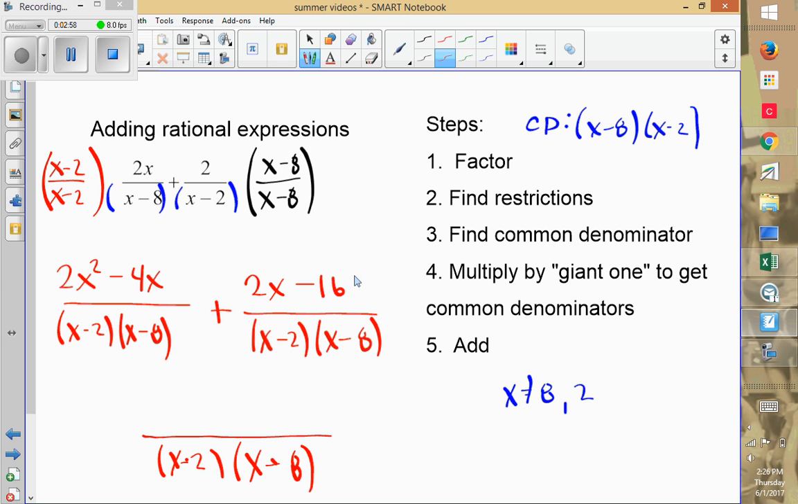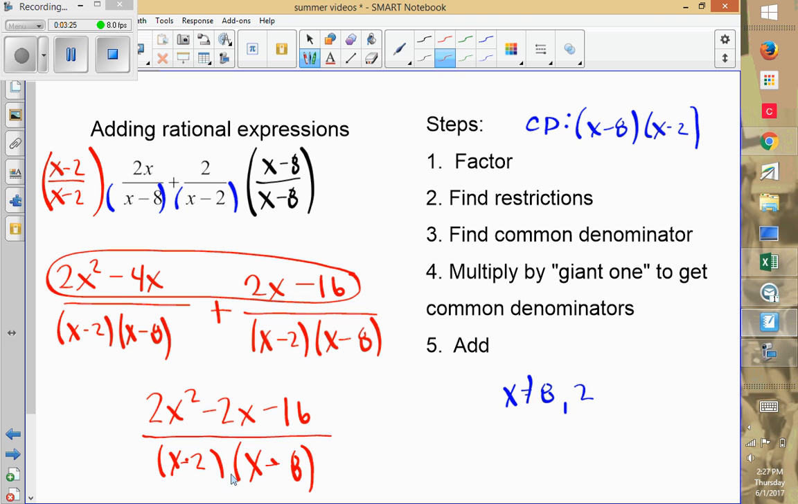So I need to look to see if I have any like terms that I can add together in the numerator, which is why I needed to have them multiplied out, because I would not recognize them if I left them factored. So now I take a look at those two numerators. I have 2x squared, negative 4x and positive 2x are like terms, so those add to negative 2x, and then minus 16.